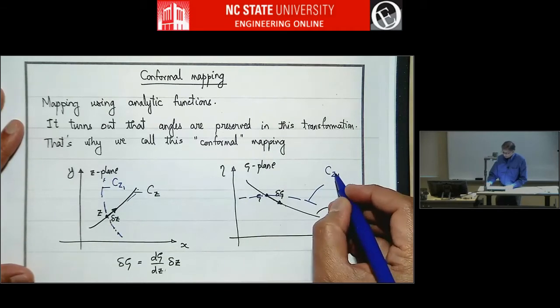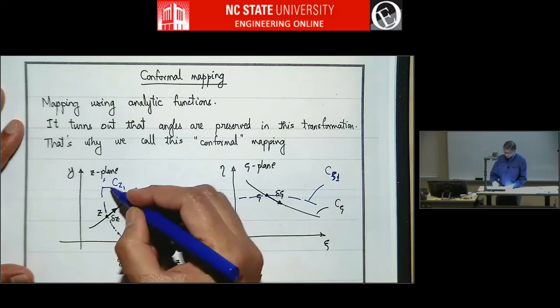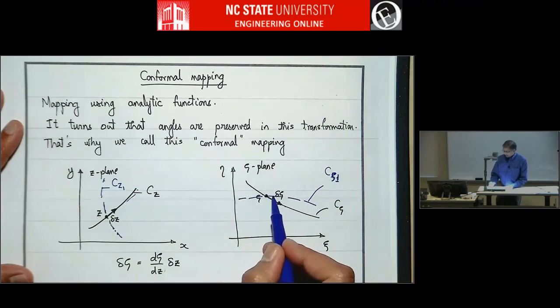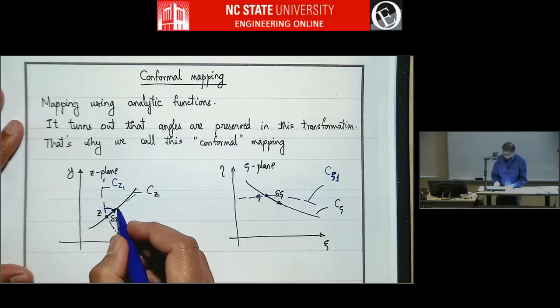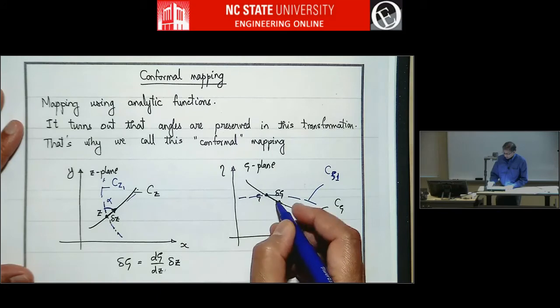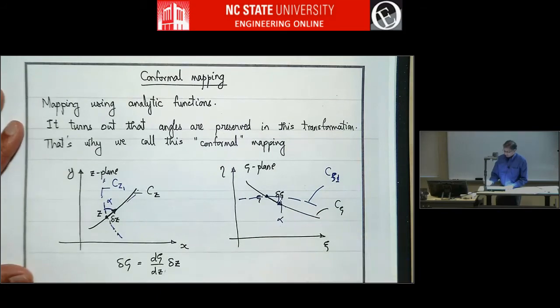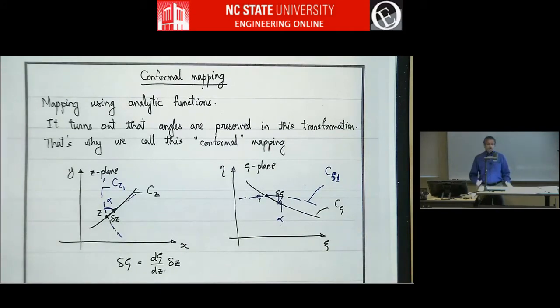C zeta 1. So this becomes C. So this curve C z 1 will get mapped to C zeta 1 in such a way that at this point this angle is preserved. And so let's call this angle alpha. This angle will also be alpha. So it's like a net.